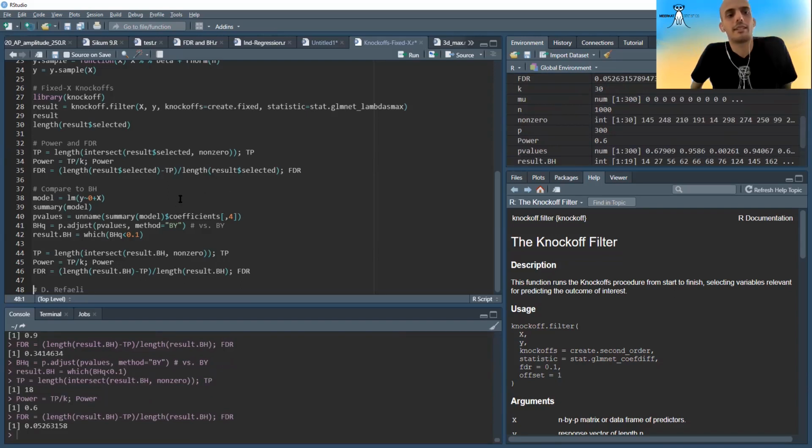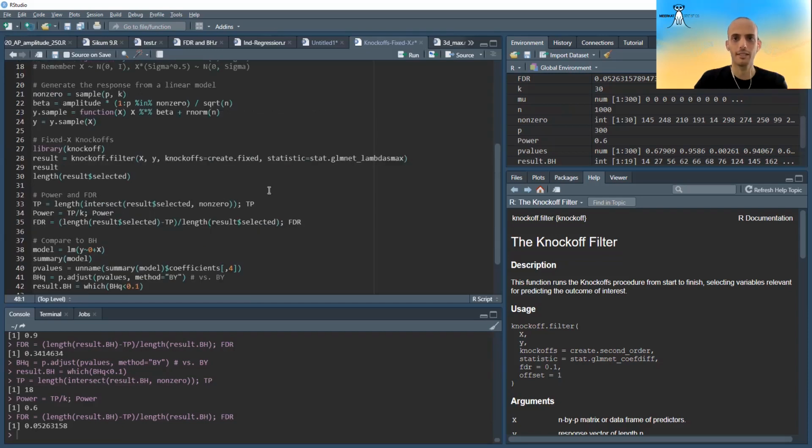Okay, so you can see that the knockoffs method is usually better than the Benjamini-Hochberg. I do have to say that in certain runs I did now, the Benjamini-Hochberg did come out better, but I guess it's just a coincidence or random chance. But overall, the knockoffs method should be better.